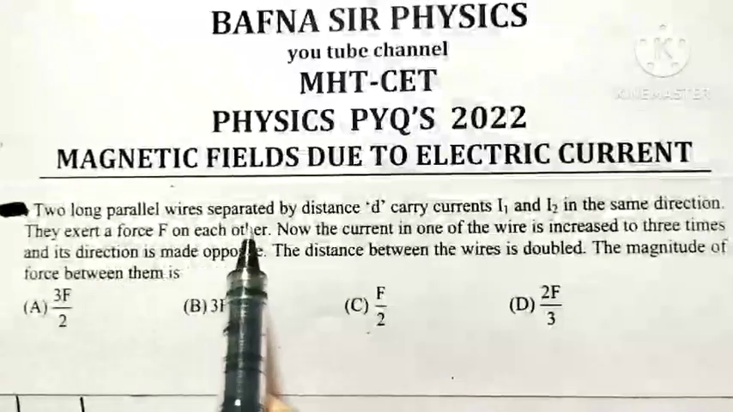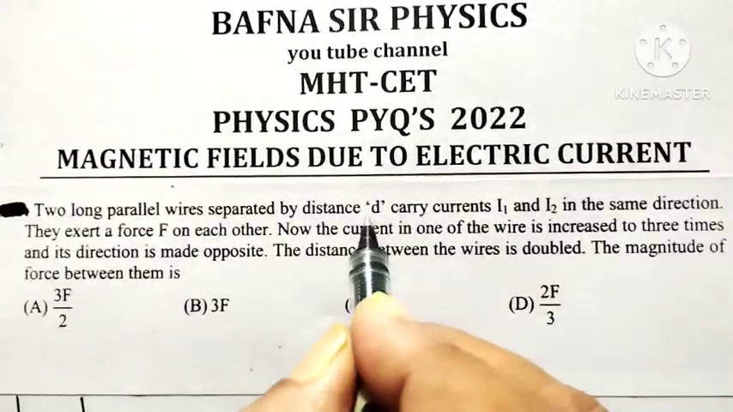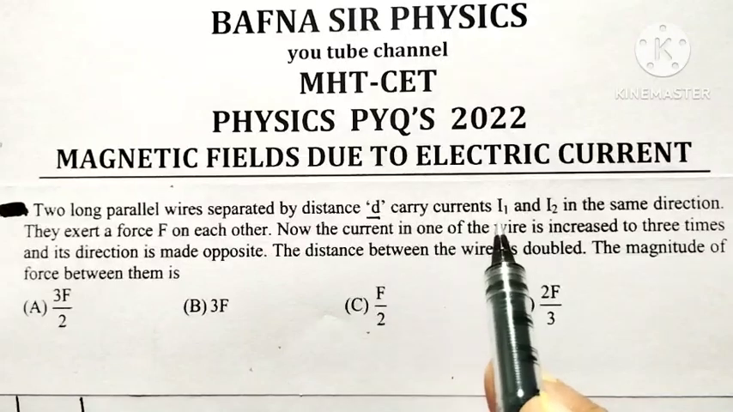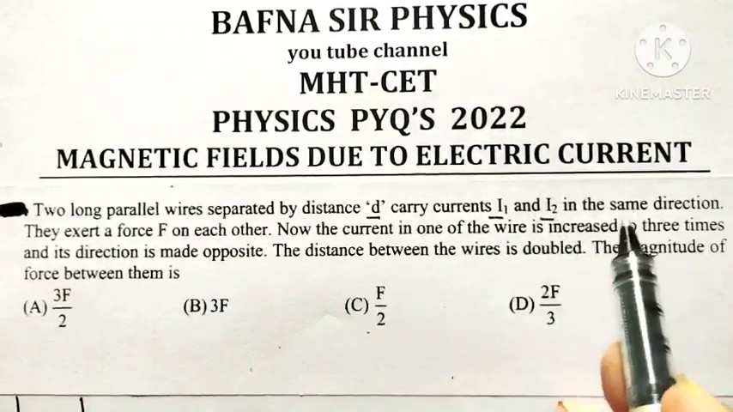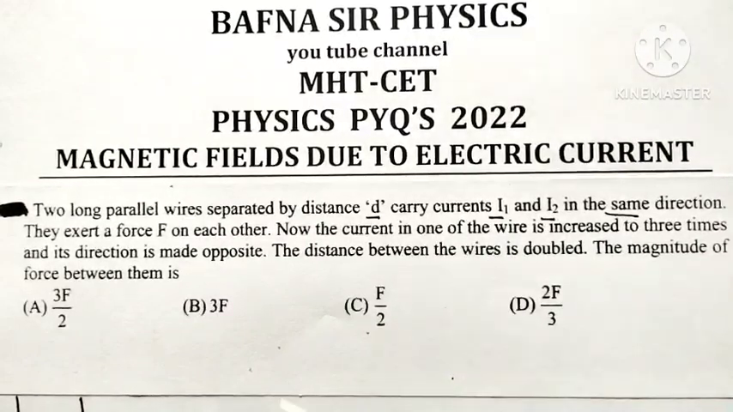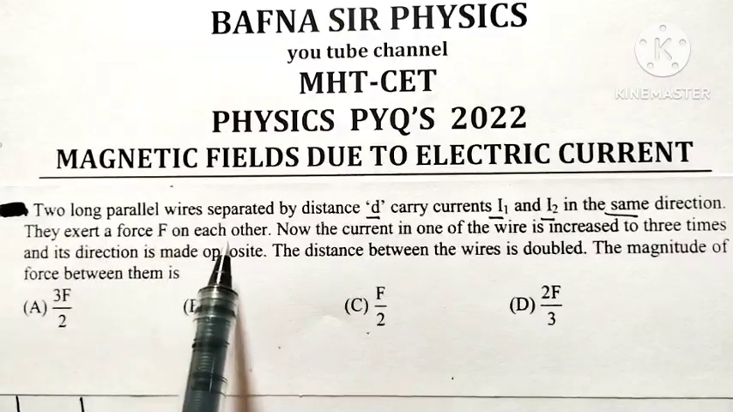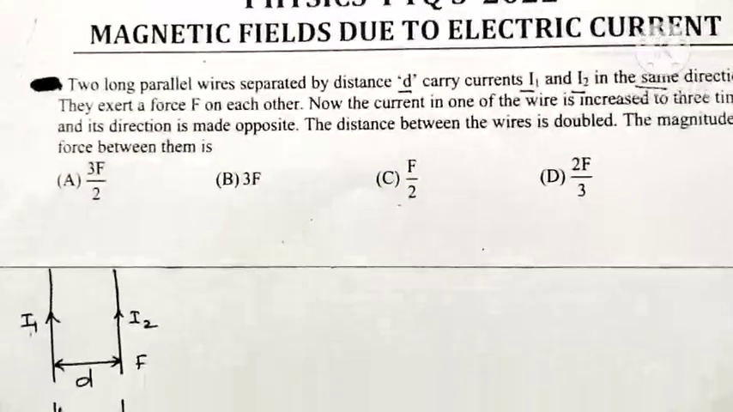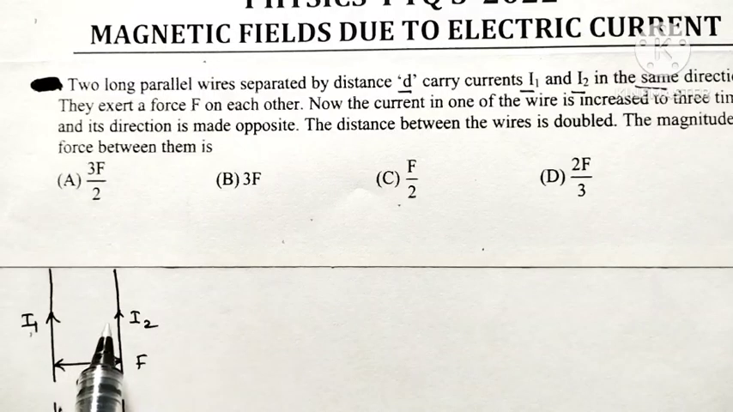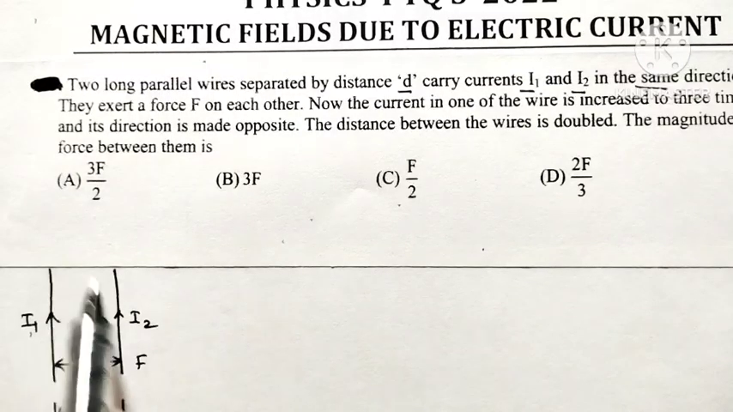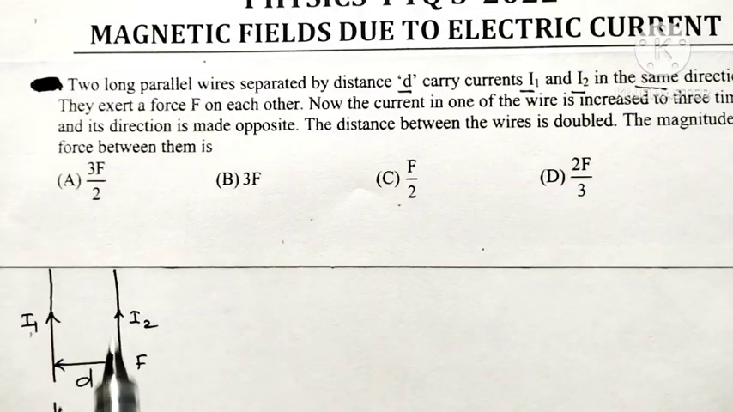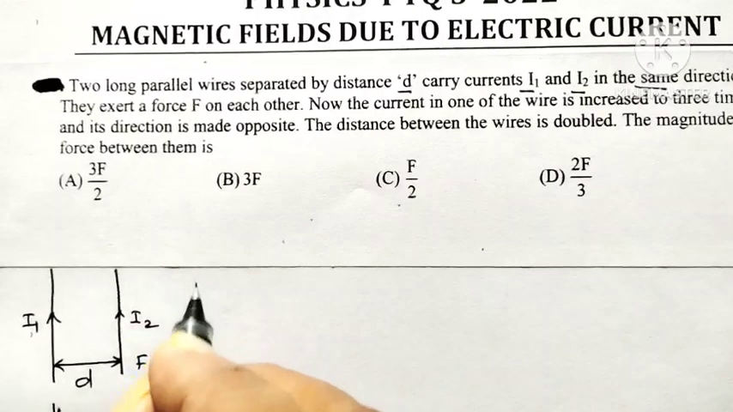Two long parallel wires separated by a distance d carry currents I1 and I2 in the same direction. They will exert force F on each other. See here, we have two long parallel wires separated by a distance d, carrying currents I1 and I2 flowing in the same direction. Then what is the magnitude of force per unit length between the two wires?